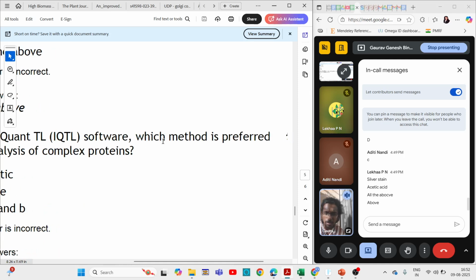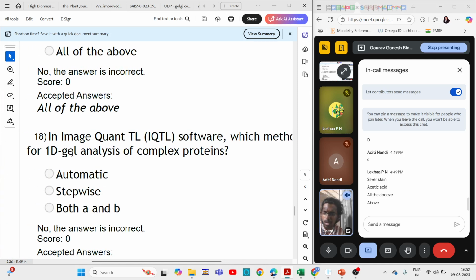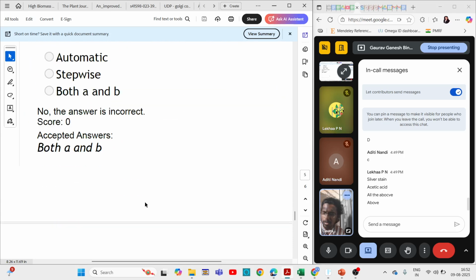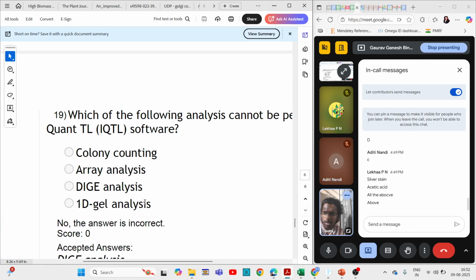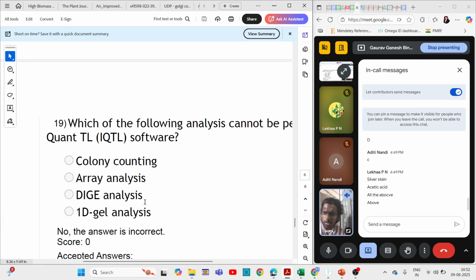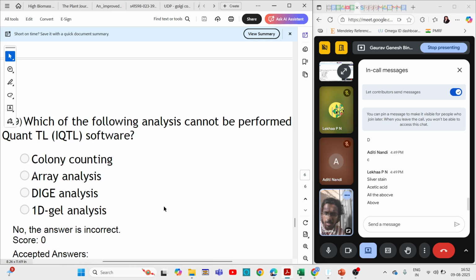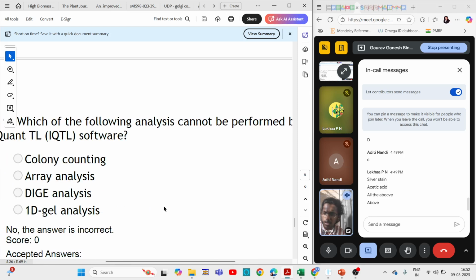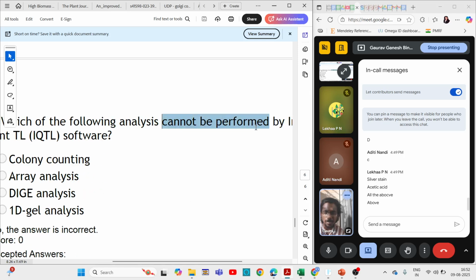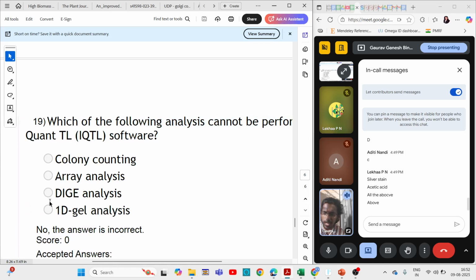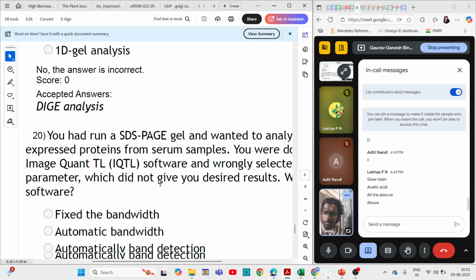In that software, which method is preferred for 1D gel analysis? Automatic, stepwise, or both? It's A and B. Which of the following analyses can be performed by this software? It can do colony counting, it can do 1D gel analysis. Sorry, that's what I was confused about. So it is the one that cannot be performed. Is 2D analysis something which it cannot be used to perform?